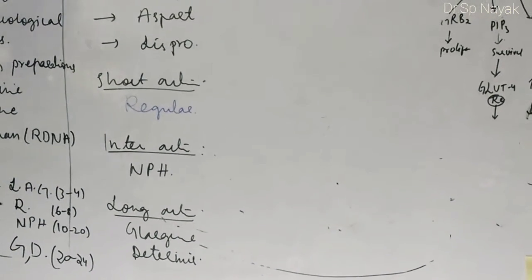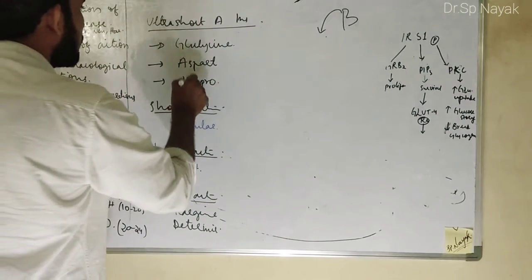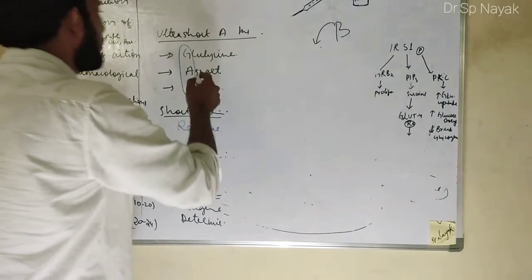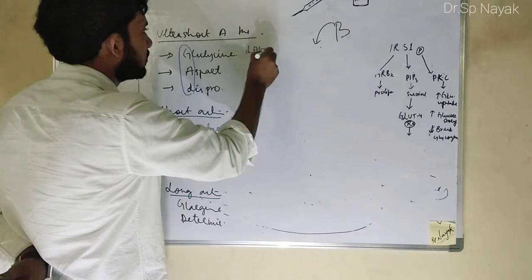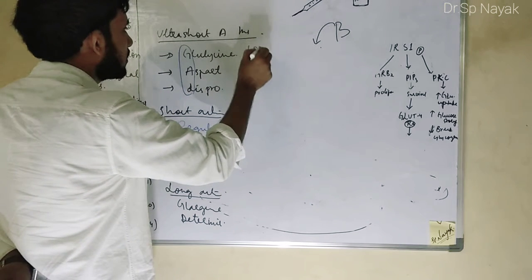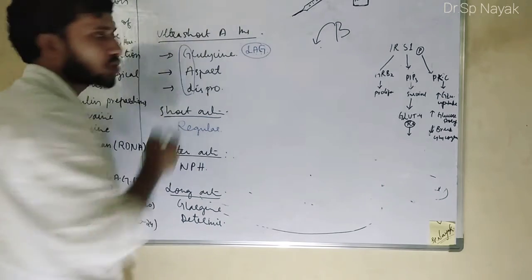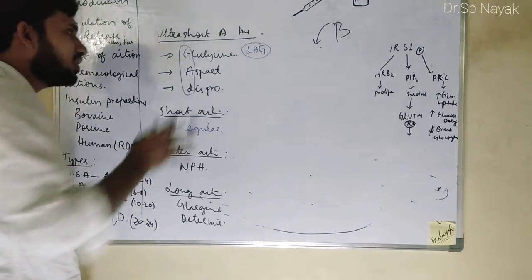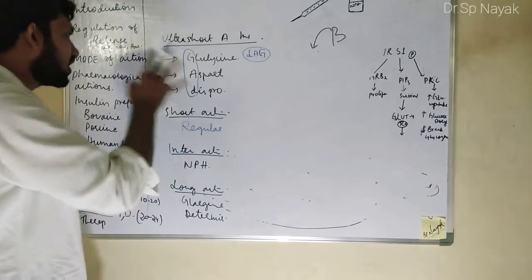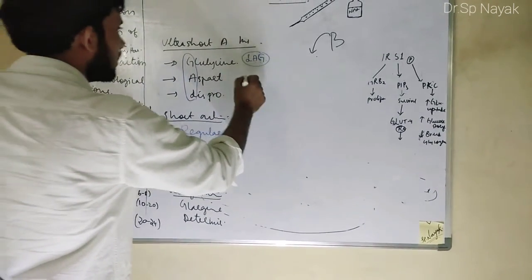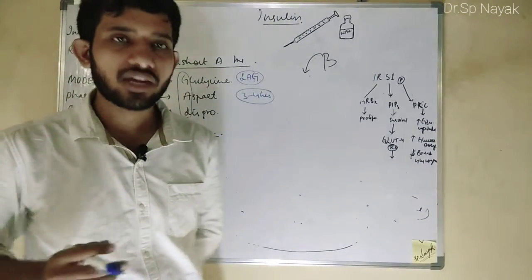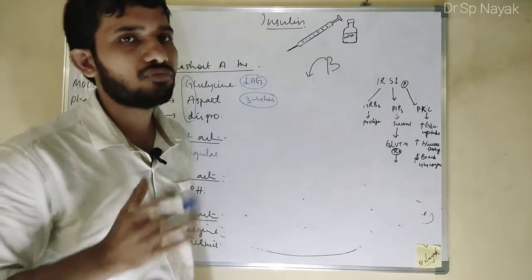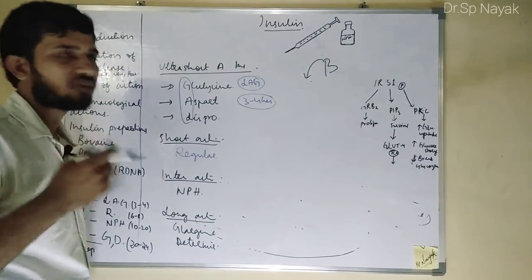For easy understanding, you can remember it as GAL or LAG. Let me remember it as LAG: lispro, aspart and glulysin. These are the ultra short acting insulins, and their general duration of action is 3 to 4 hours. They have a rapid onset of action, their duration will be up to 4 hours, and they will be excreted within 5 hours.